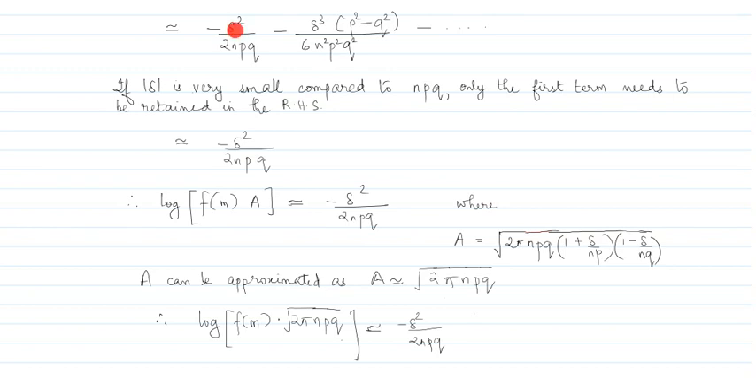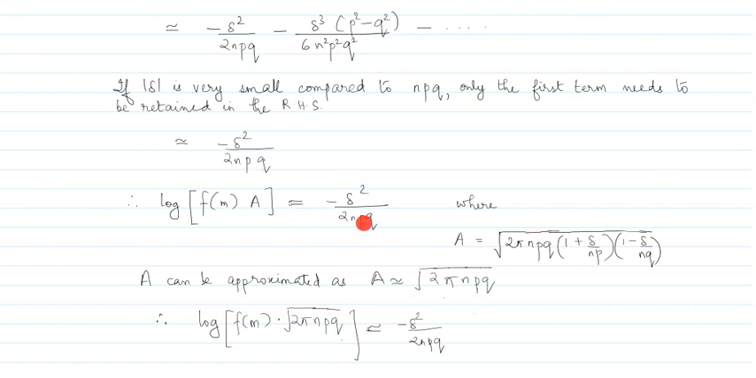Now since the magnitude of delta is very small compared to npq, there's no point in retaining higher delta power terms within this series, because all these terms are going to be extremely small. So you can just approximate this infinite series with the first term. You need to retain only the first term because the magnitude of delta is very small compared to npq. Okay, so what do I have on my LHS? I have log fm times A. That will be approximately minus delta square by 2 npq.